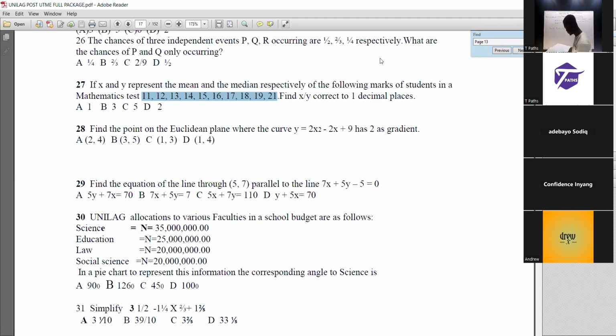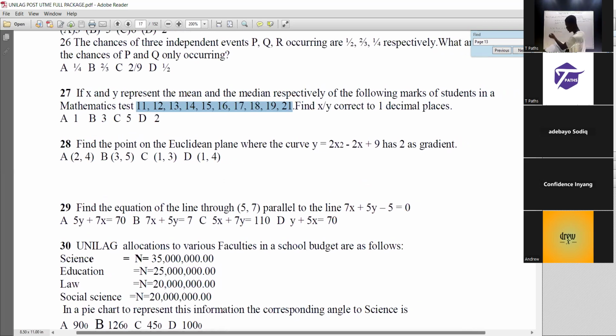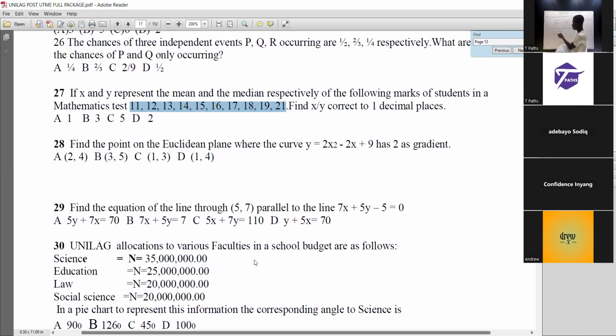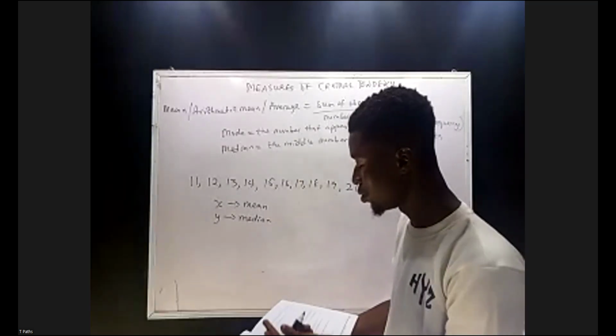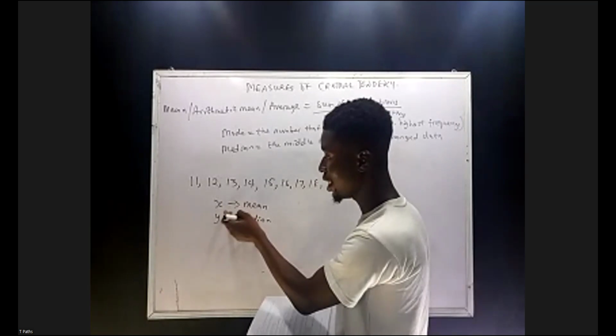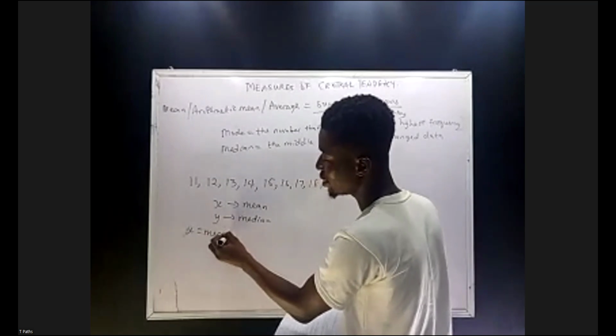Now, we are asked to find X over Y correct to one decimal place. What is X? What is Y? We are told in the question, X represents the mean, then Y represents the median. You notice that there are two measures of central tendency in this question. Now, what will I do? To calculate X, the mean, I'll get the value of this unknown X.